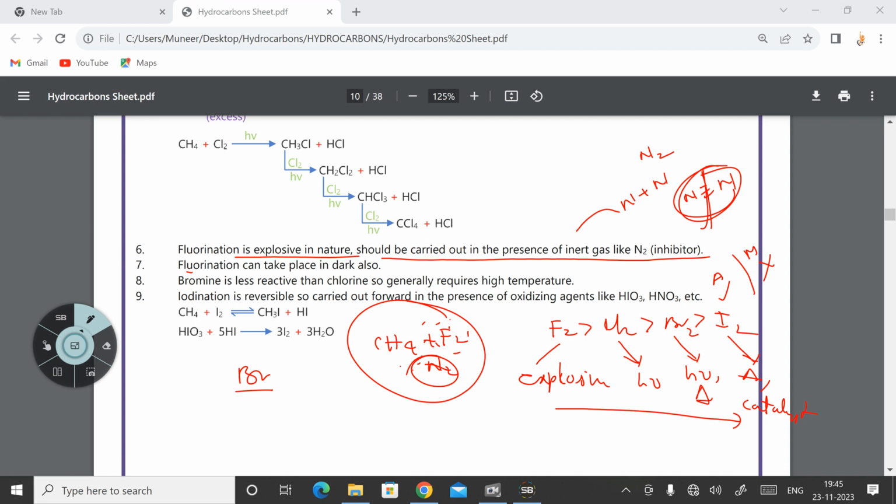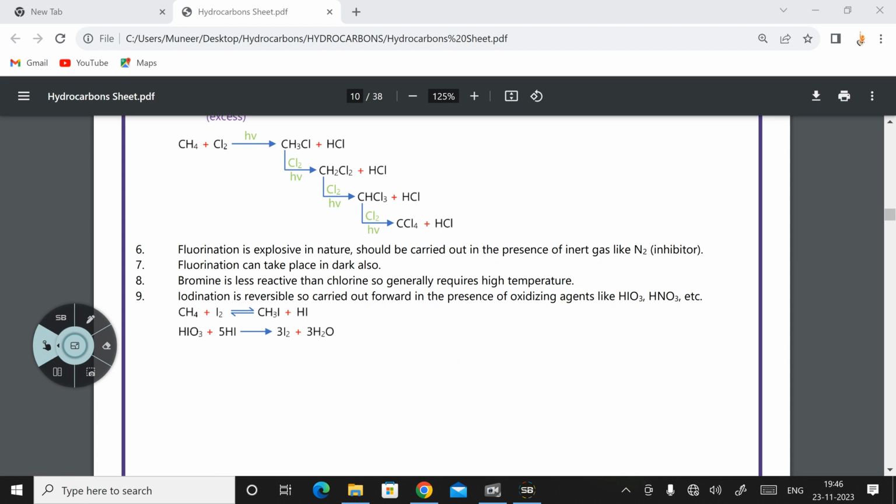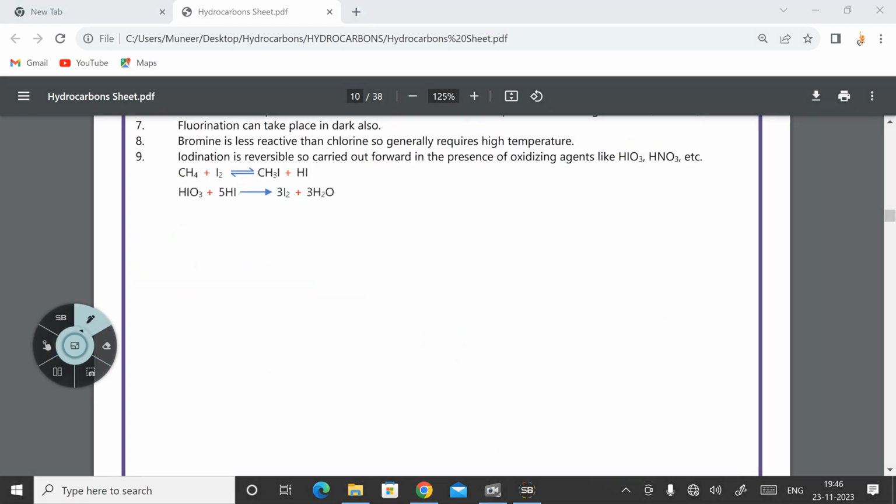Okay, like that. So now see here, iodination. Bromine is less reactive than chlorine, so it generally requires high temperature, along with sunlight. Also, iodination is a reversible process. Suppose CH4 plus I2 gives CH3I plus HI. Again this HI reacts with CH3I and forms methane and iodine again. The reverse reaction also takes place; the possibility is there.